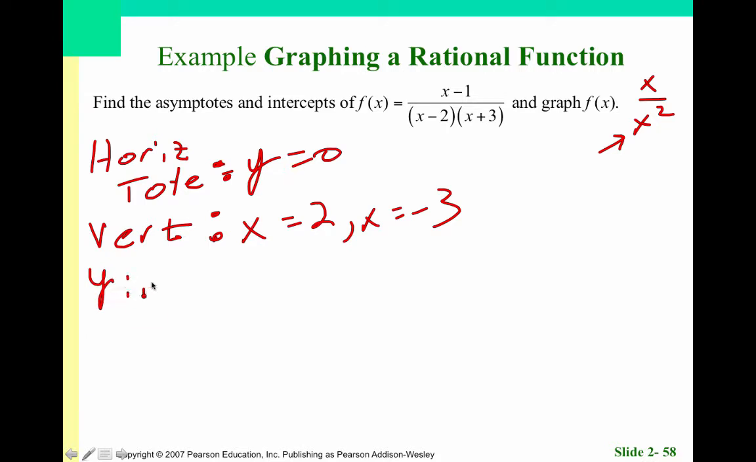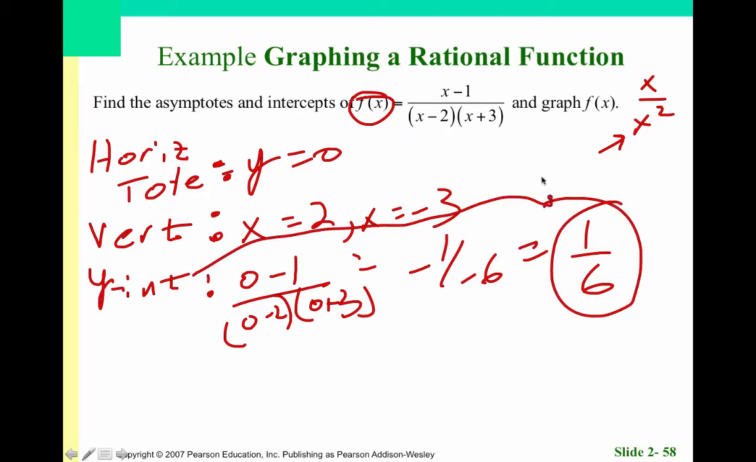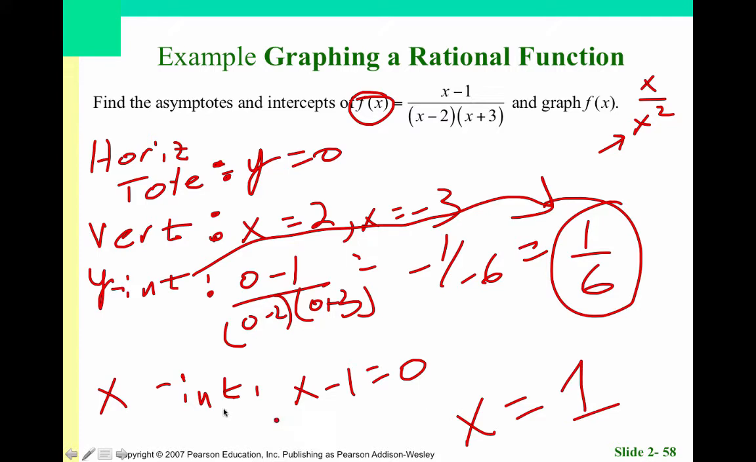And for the y-intercept, I want this to be when x is 0. So it's 0 minus 1 over 0 minus 2 and 0 plus 3, which is negative 1 over negative 6, which is 1/6. So the y-intercept is 1/6. X-intercept, you're going to set the numerator equal to 0 and x equals 1.